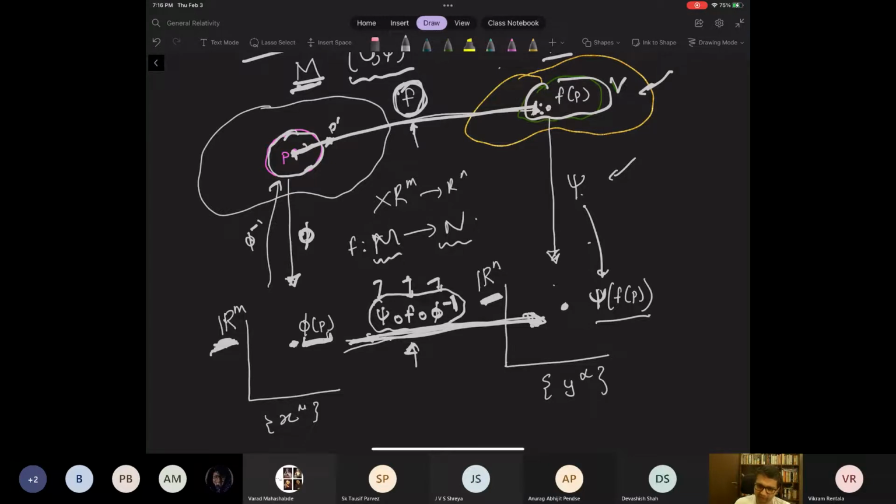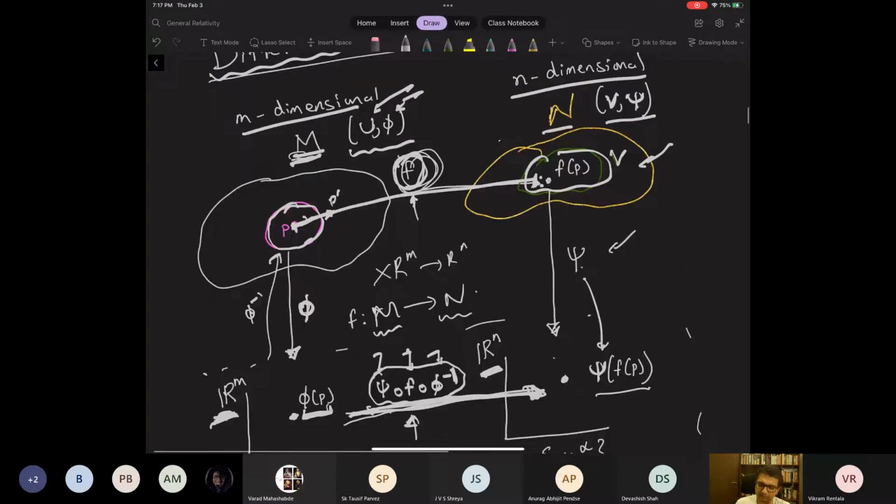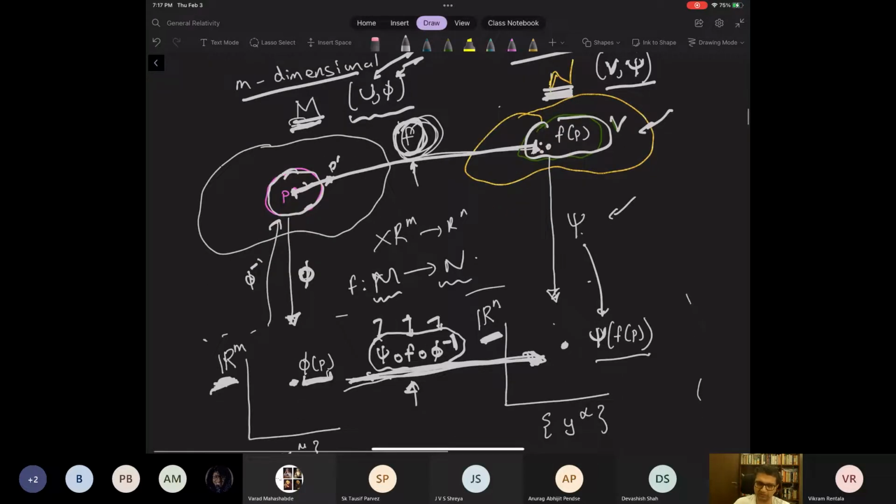And once we define that notion of differentiability, then independent of the existence of these coordinate patches, we can talk about this F as being a differentiable map from the manifold M to the manifold N. I'll just pause here for questions, but I'm going to expand on these details now. So any questions about what we just discussed?